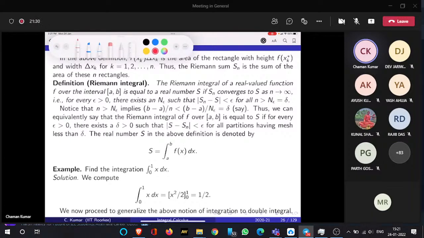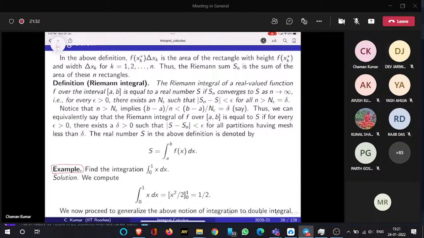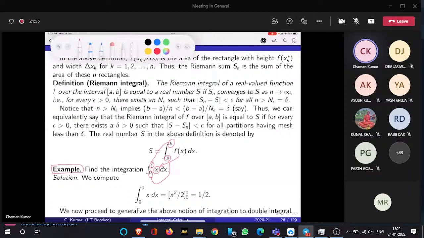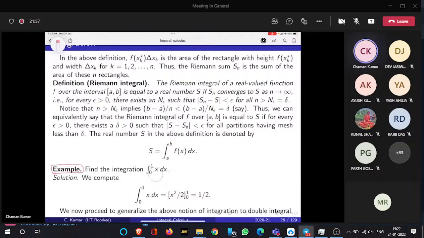Okay, so let us consider this example. You want to integrate, let us take this. We said that S is this. Let us take my f as the linear function x, with b as 1 and a as 0. So we want to integrate this. Everybody knows how to integrate this. The integral of x dx is x squared by 2, and this comes out to be 1 by 2.